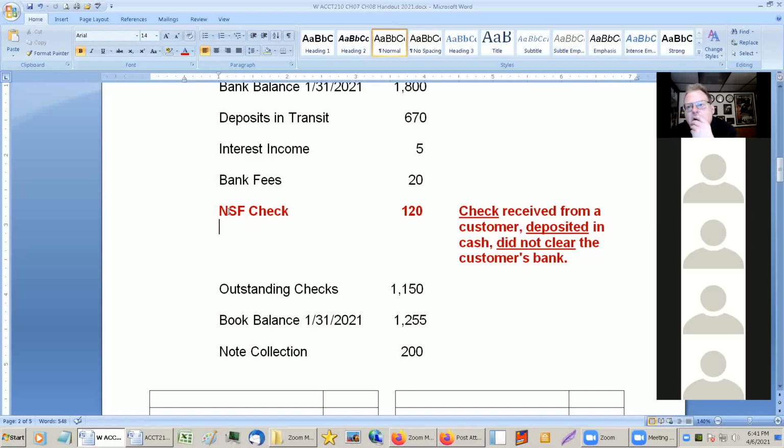The book? Book. And will this be a plus or a minus? Minus? Yep. We put it in, and now we're not going to forget about the money. We're probably going to call up the customer and say, come and pay cash and get your check back, or whatever arrangement we make. But yeah, it's going to be on the book side, and it's going to reduce our cash.